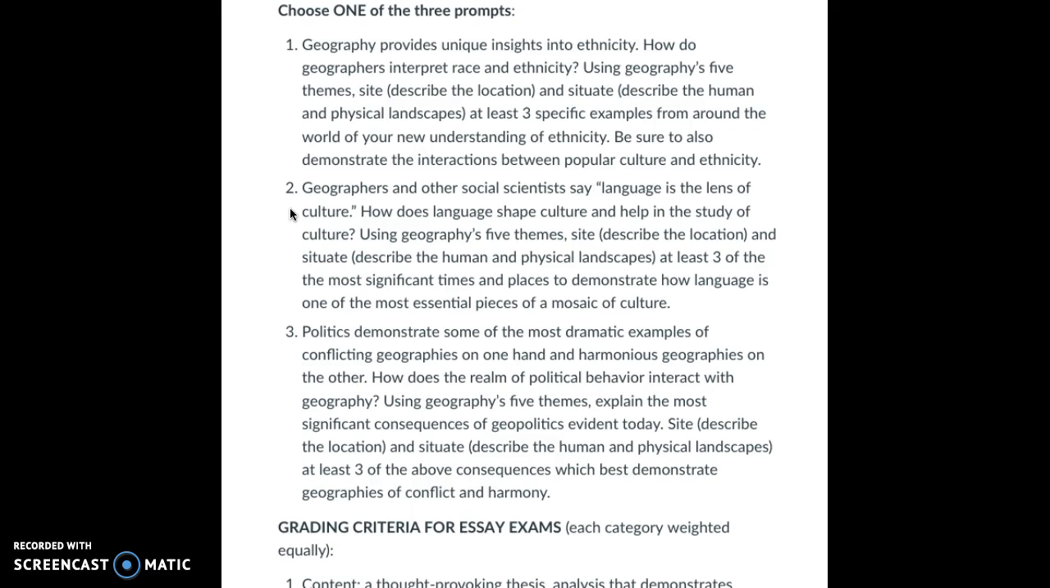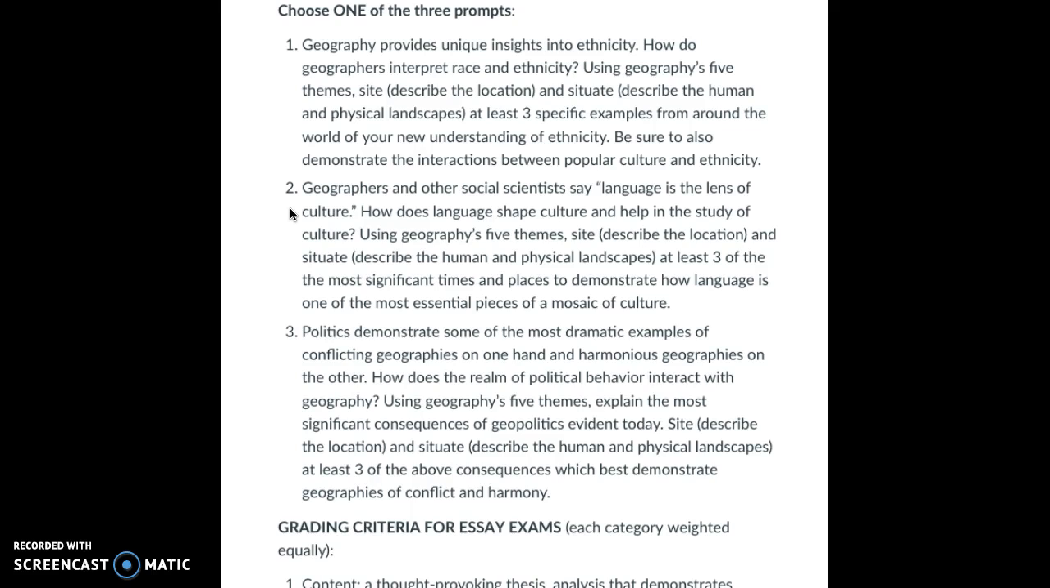Directions such as the most significant times and places, or most significant consequences. So this is a directive, or the part of the prompt that has you really focus on what you find best exemplifies the points that you're trying to make, and shows how and what you've pulled from the material that we've been looking at.